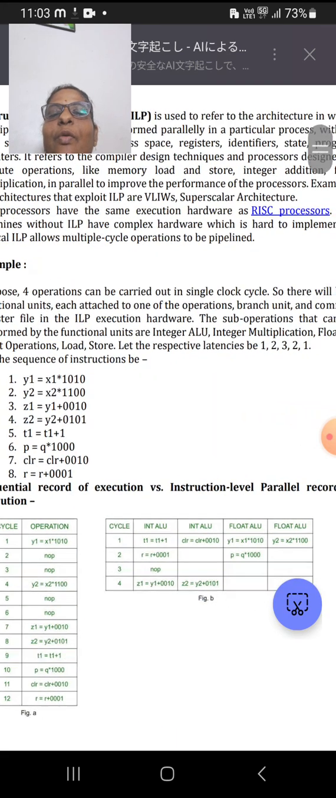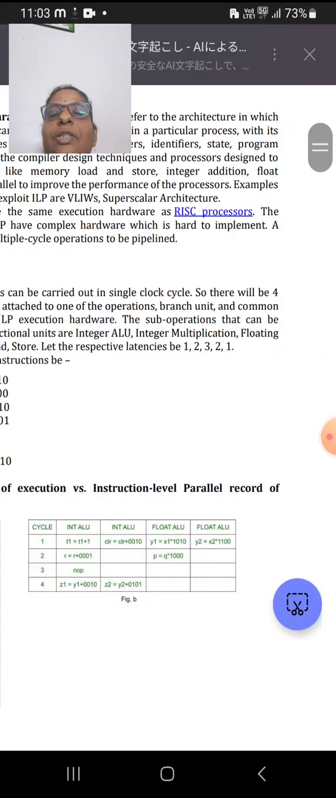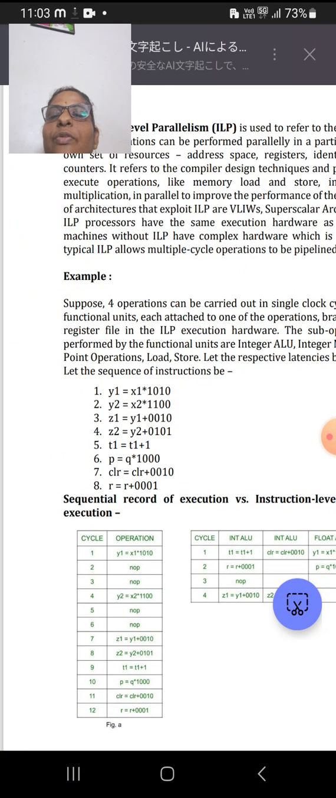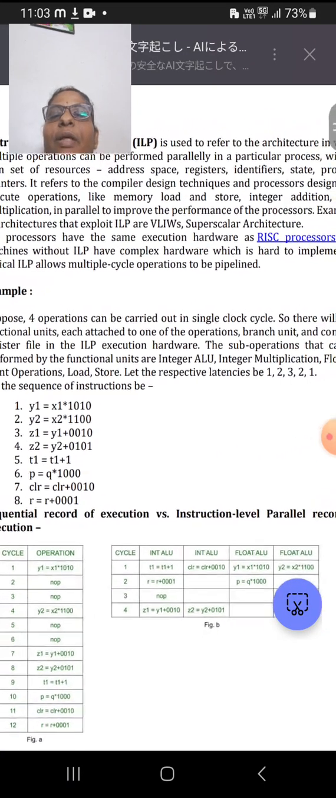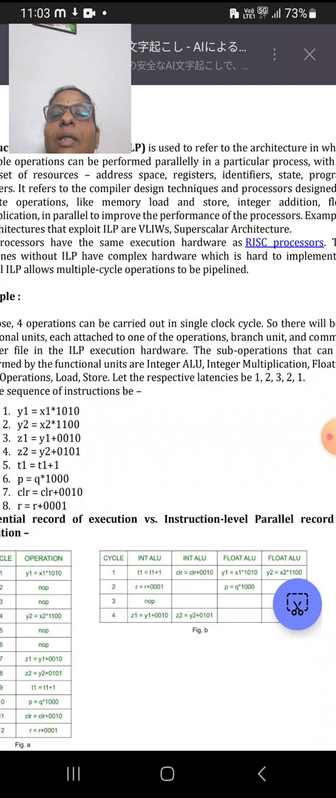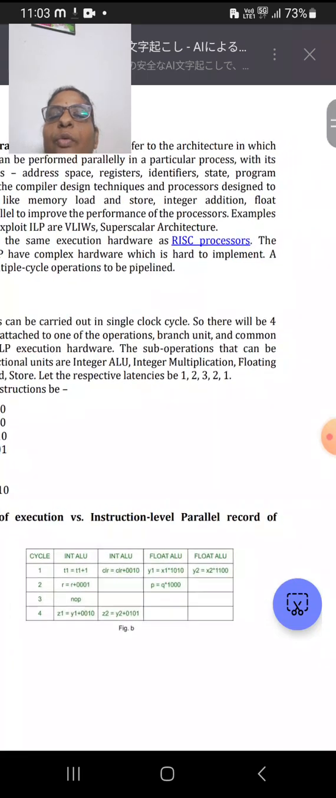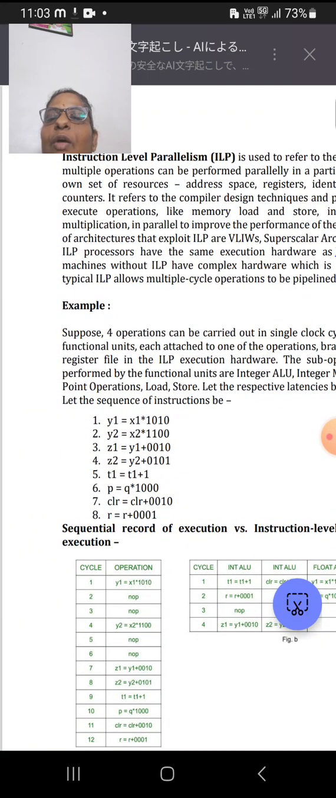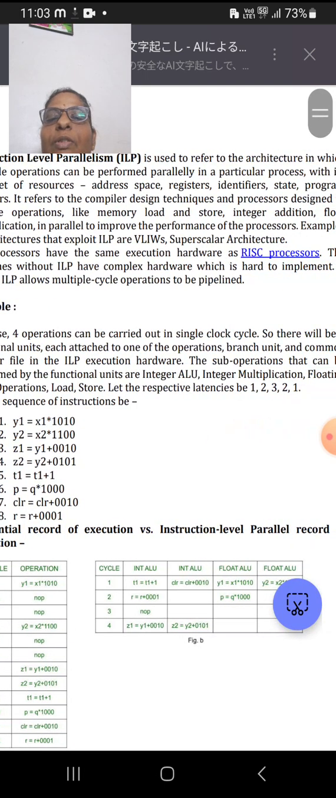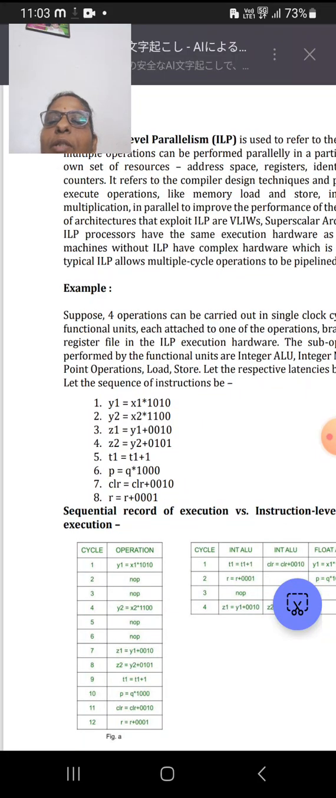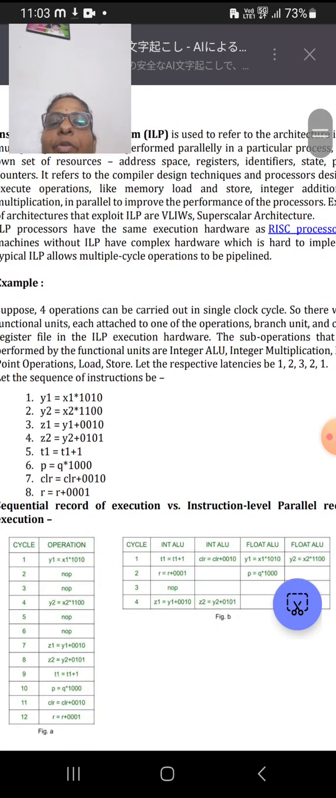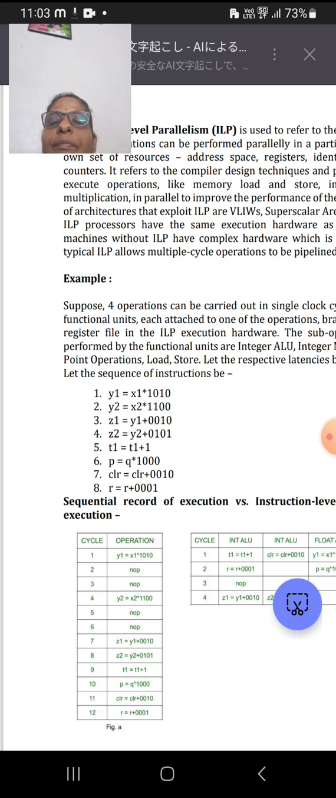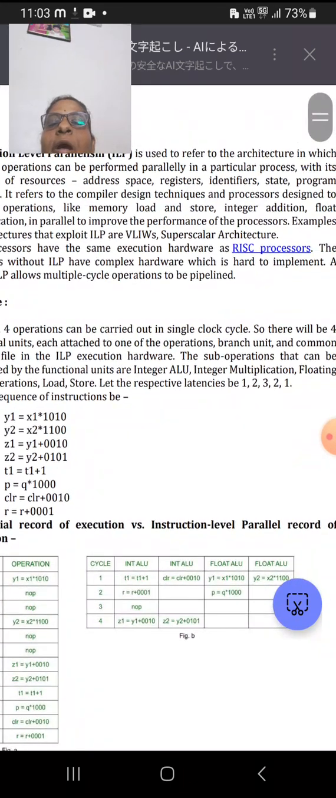Its operations include memory load and store, integer additions, and floating point multiplications. This improves the performance of the process. Examples of architectures that exploit instruction level parallelism are VLIW and superscalar architectures, which have the same execution hardware.